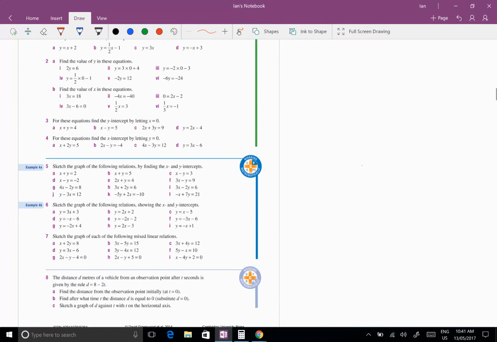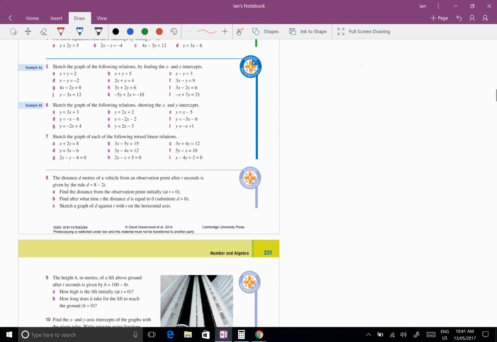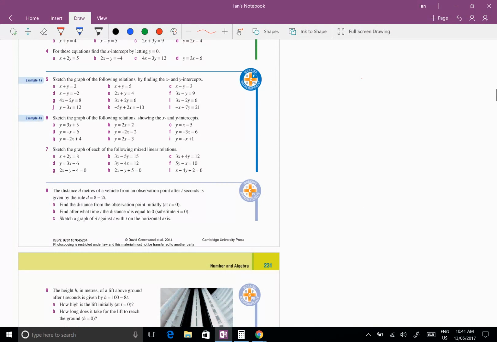Now I've told you, or you're meant to be doing, exercise questions 5, 6, and 7, the last column. So I'm going to do a selection of these, but only from the first column, and you can have a go at those other ones. So the first one's very easy. I'll start with 5a, and I've got the graph of x plus y equals 2.